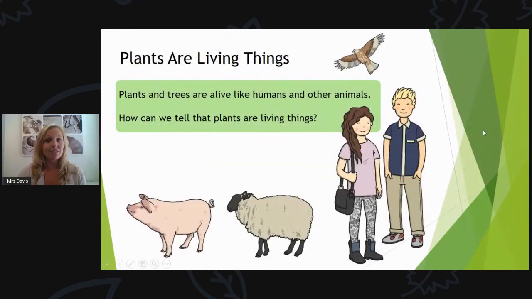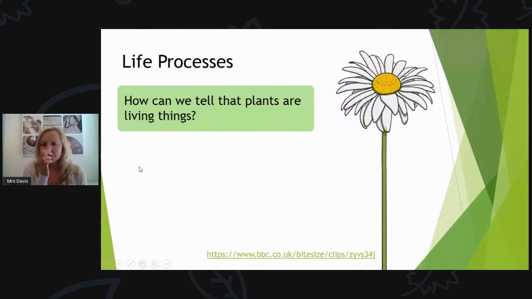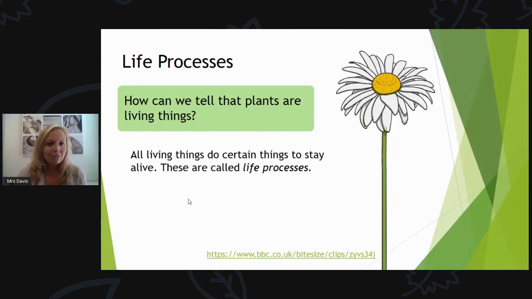Okay, so plants are living things. Plants and trees are like humans and other animals. How can we tell that plants are living things? What do you reckon? It's all to do with life processes. All living things do certain things to stay alive, and that's called life processes.